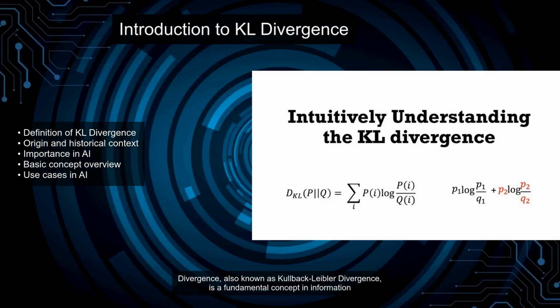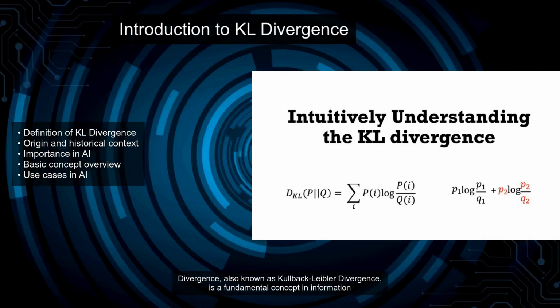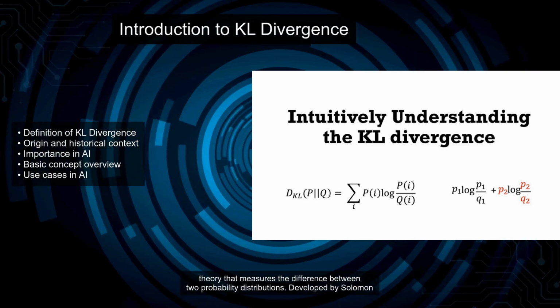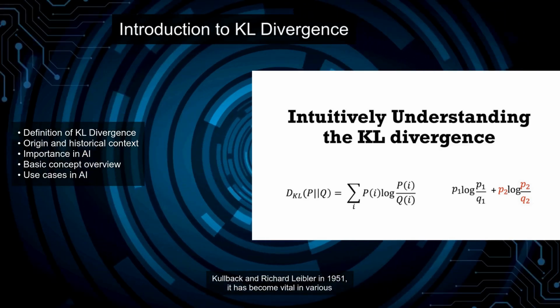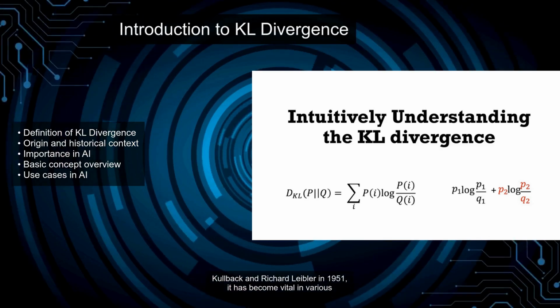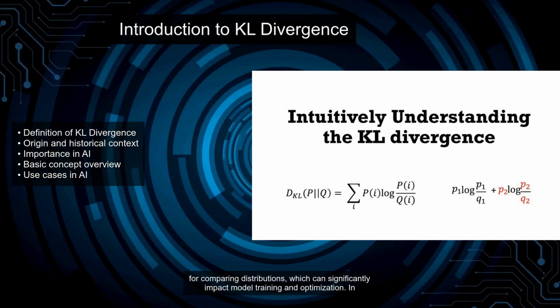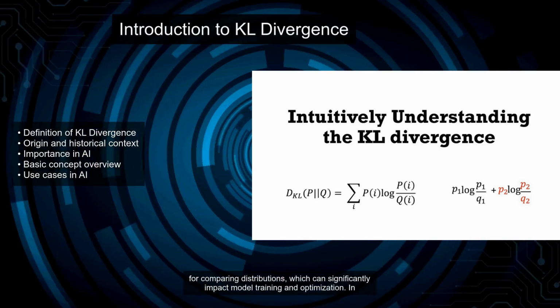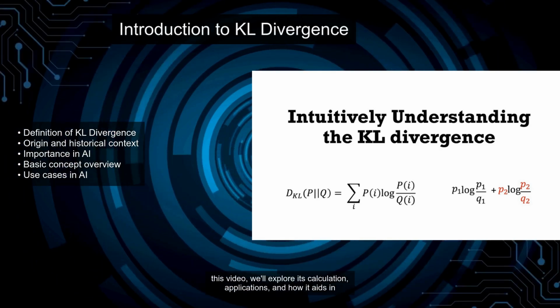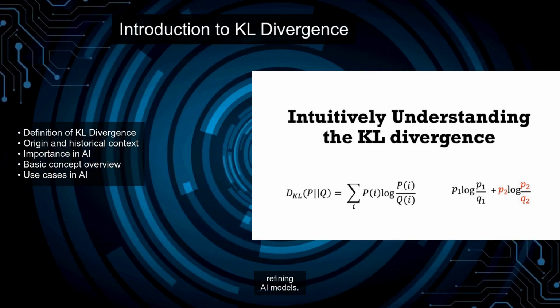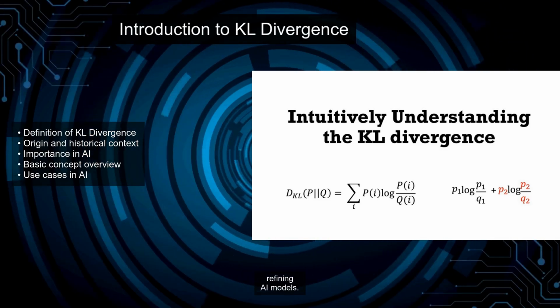KL divergence, also known as Kullback-Leibler divergence, is a fundamental concept in information theory that measures the difference between two probability distributions. Developed by Solomon Kullback and Richard Leibler in 1951, it has become vital in various fields, particularly in AI and machine learning. Understanding KL divergence is crucial for comparing distributions, which can significantly impact model training and optimization. In this video, we'll explore its calculation, applications, and how it aids in refining AI models.